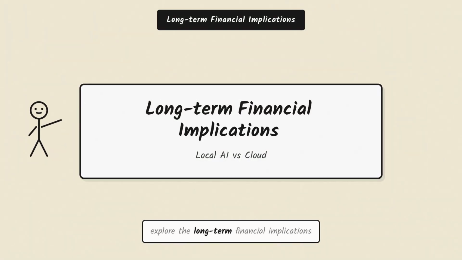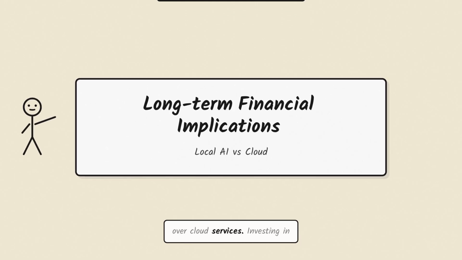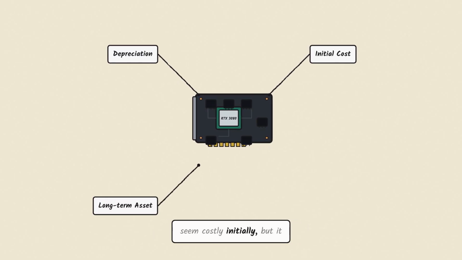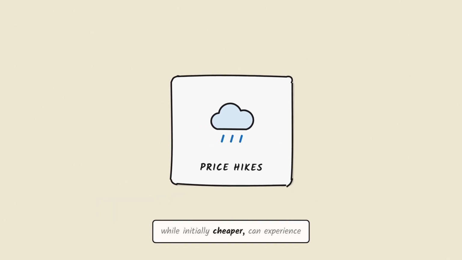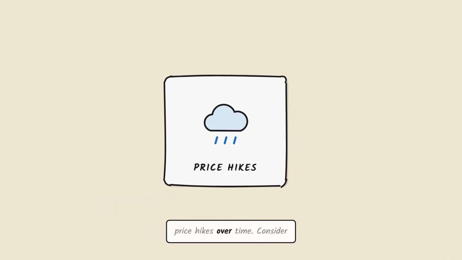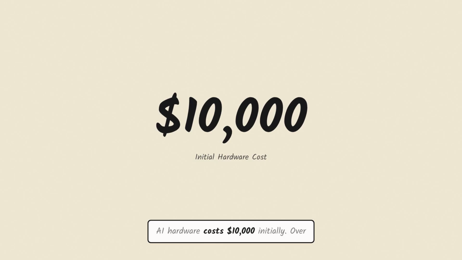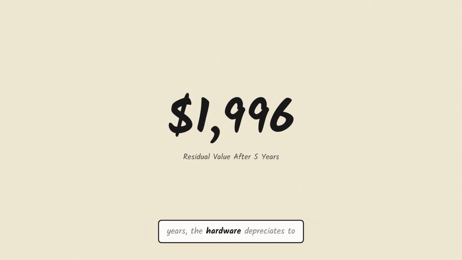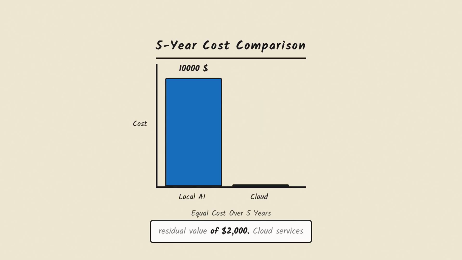Let's explore the long-term financial implications of choosing local AI over cloud services. Investing in local AI hardware might seem costly initially, but it depreciates over time. Cloud services, while initially cheaper, can experience price hikes over time. Consider a scenario where local AI hardware costs $10,000 initially. Over 5 years, the hardware depreciates to a residual value of $2,000.